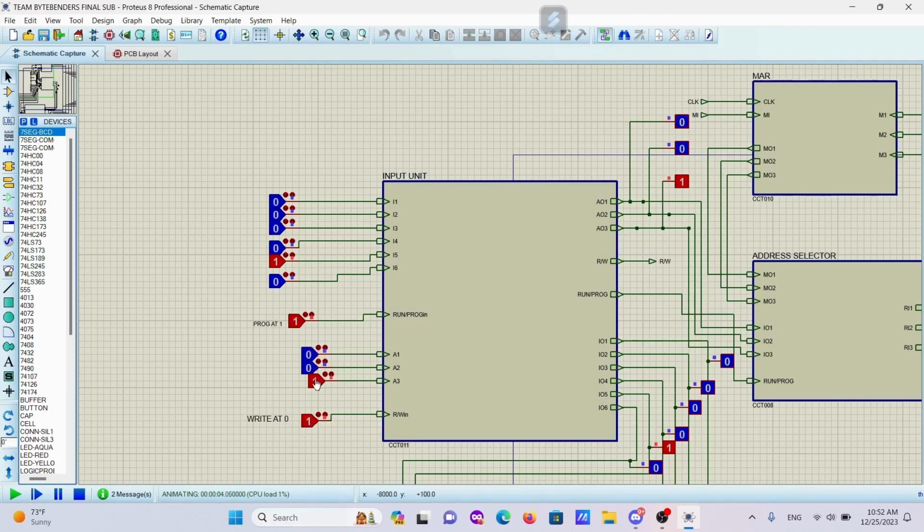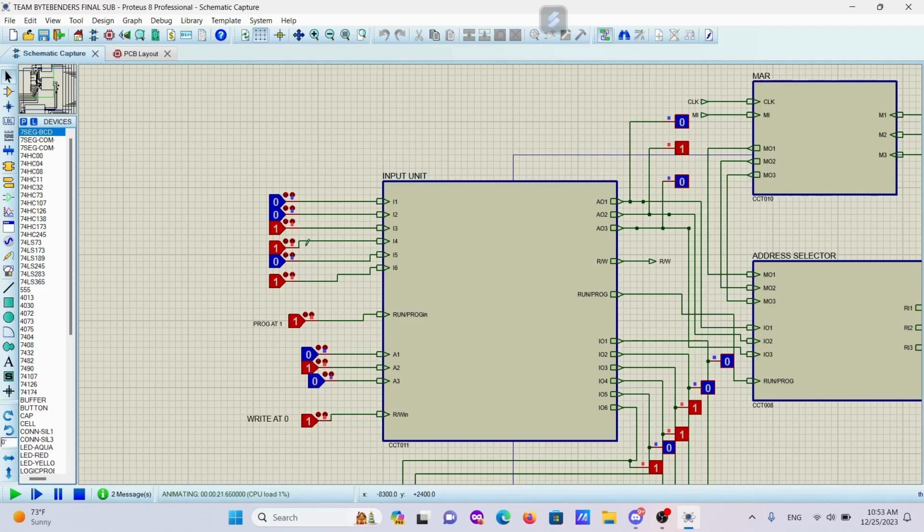So at 000 address, we are inputting 000 100, where 000 is the opcode for loading data into the accumulator, and 100 is the address where the first number, which needs to be added with the second number, is stored. Then we are writing it. Then moving on to 001. 001 101. 001 is the opcode for addition. 101 is the address where the second number, which will be added with the first number, is stored. Then we are writing it.